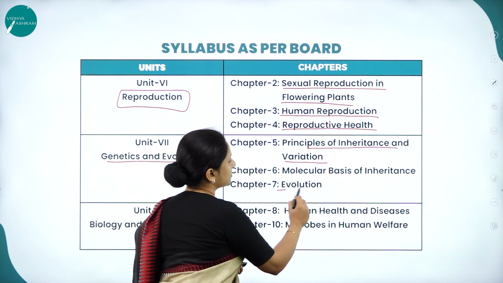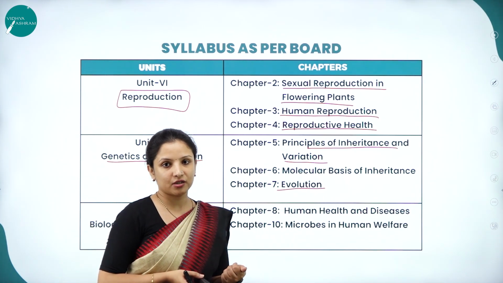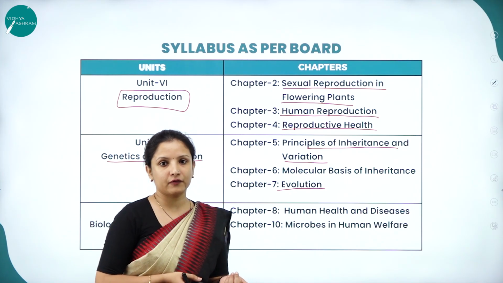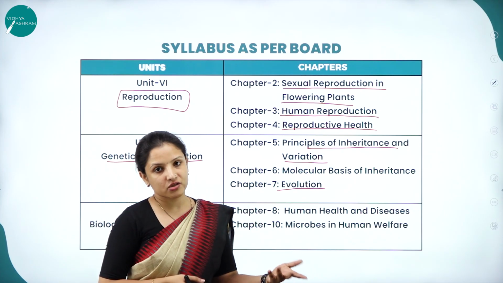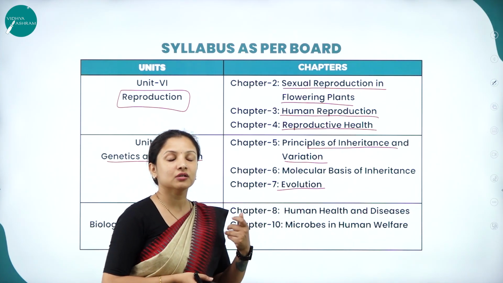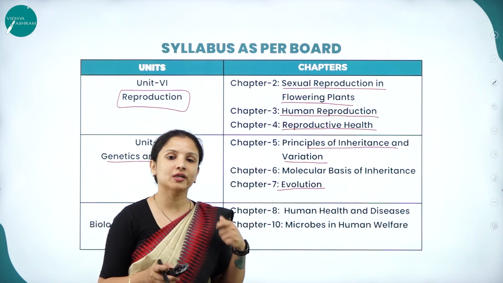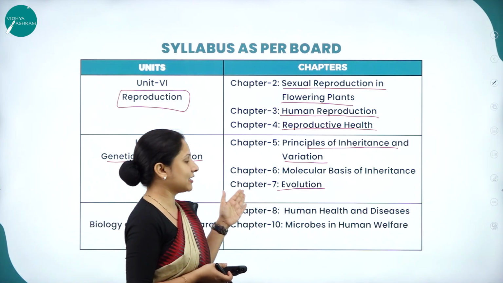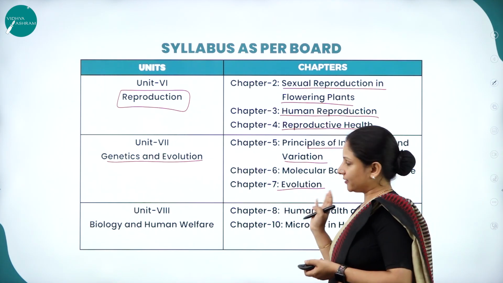Next, chapter 7 is entirely about evolution, wherein we study Darwin's theory of evolution, Lamarck's theory of evolution, the giraffe example, and Darwin's voyage. We also study how the Earth's present gaseous environment developed over the years. So that is what we study under evolution.